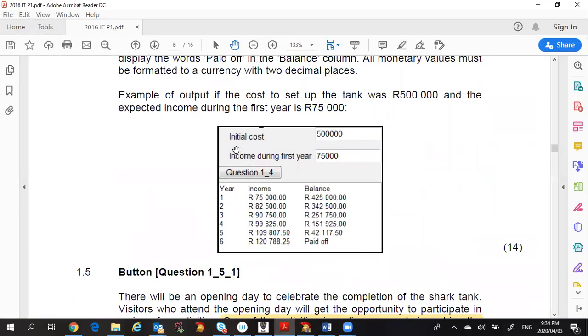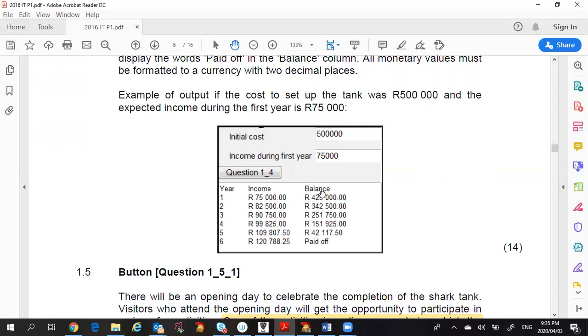What happens here is you input the initial cost, for example, 500,000, and then you input the income during the first year. So in year 1, you had an income of 75,000, and you have to pay off 500,000. So 75,000 less 500,000 gives you a balance of 425,000. But each year, the income increases by 10%. So finding 10% of 75,000 now gives you 82,500.